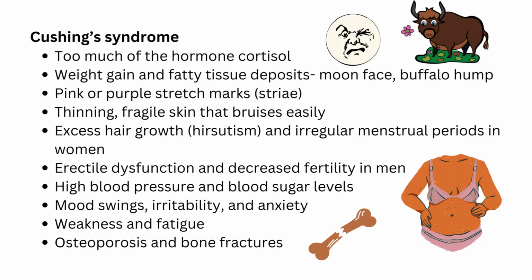Cushing's syndrome is a condition where there is too much of the hormone cortisol, a regulator of carbohydrate metabolism and blood pressure. Common signs and symptoms of Cushing's syndrome include weight gain and fatty tissue deposits, particularly around the midsection and upper back, in the face, moon face, and between the shoulders, buffalo hump. Pink or purple stretch marks, striae, on the skin of the abdomen, thighs, breasts, and arms. Thinning, fragile skin that bruises easily. Excess hair growth, hirsutism, and irregular menstrual periods in women.